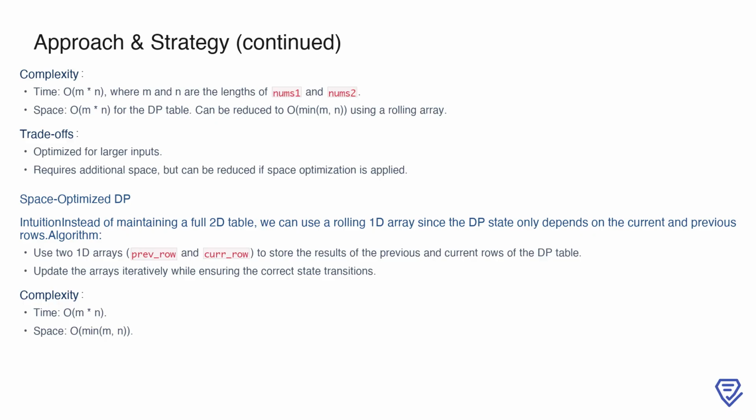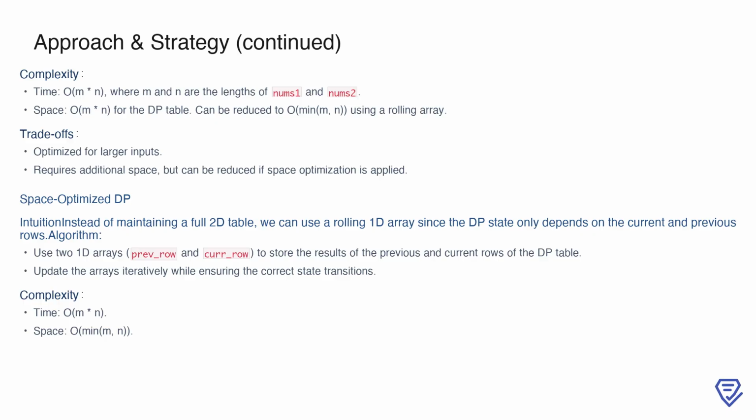The space complexity, however, is also O(m*n), due to the 2D table used to store intermediate results. For scenarios where memory usage is a concern, this can be optimized to O(min(m, n)) by using a rolling array. Instead of maintaining the entire dp table, we use two 1D arrays to represent the current and previous rows of the table. This significantly reduces memory usage while preserving the correctness of the solution.